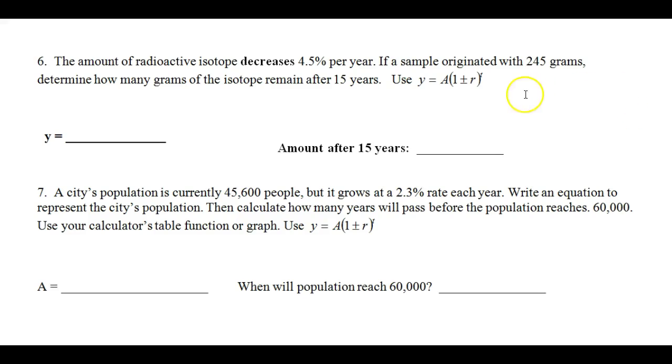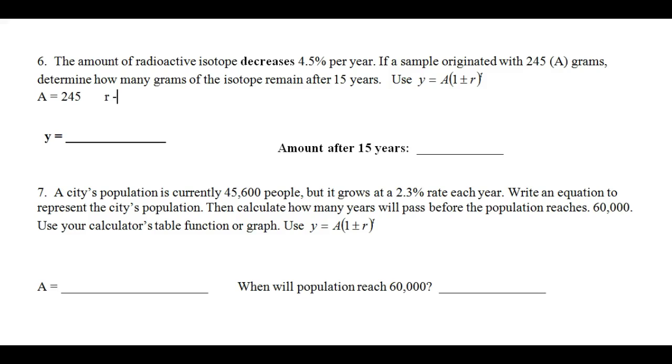Okay, my A value is what I'm starting with. So this 245 is going to be my A value, what I'm starting with. Since it decreases at 4.5% per year, that's going to be minus. So just to recap here, our A was 245.